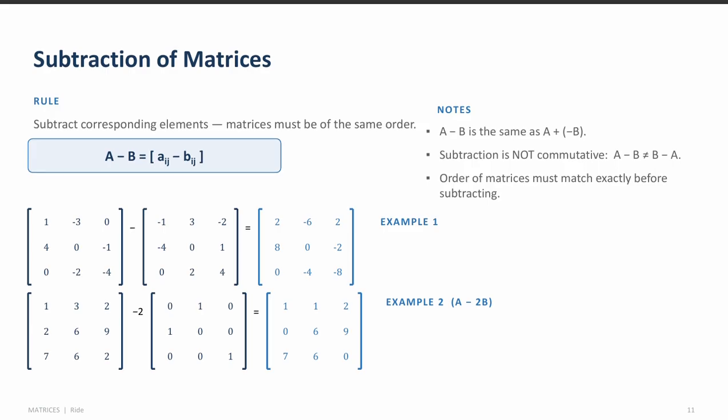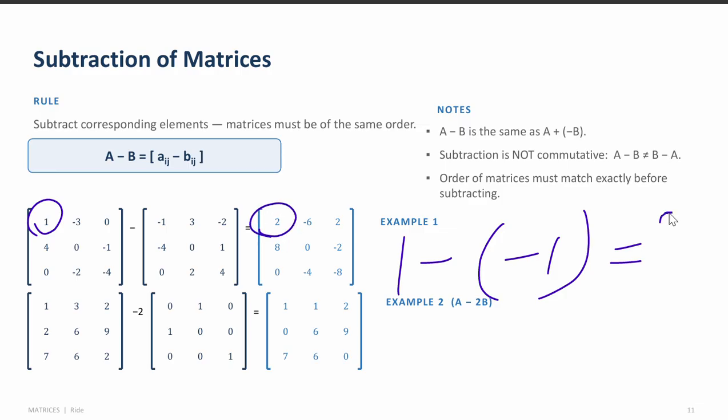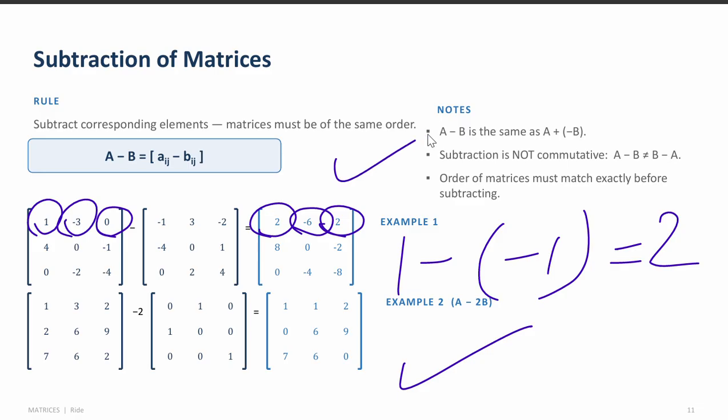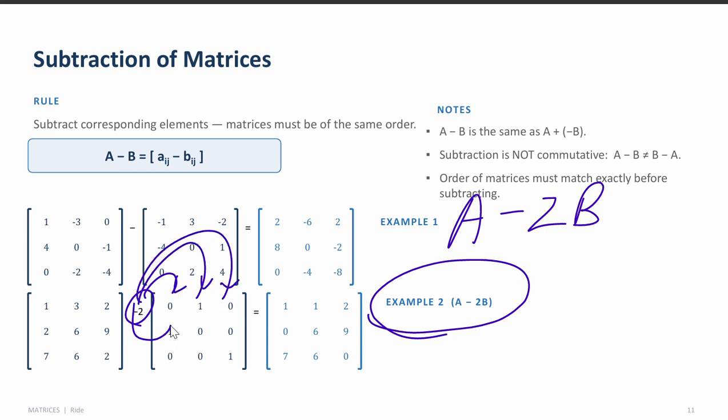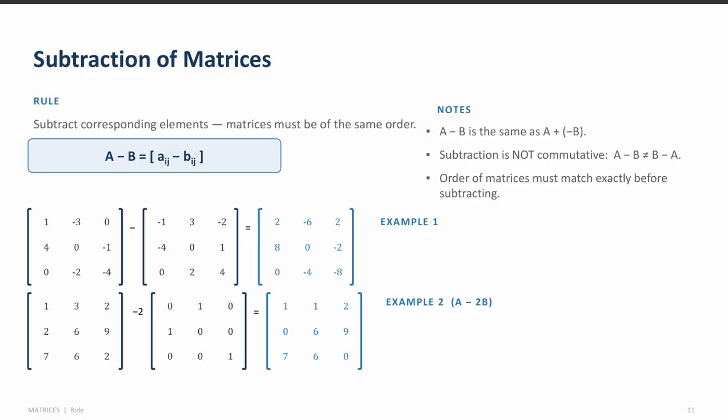Now let us see the subtraction of matrices. So again, matrices must be of the same order, right? So 1 minus -1, 1 minus -1. What do we get? 2. Then 3 minus 3 gives us 0, and -6 here. 0 minus -2 gives us 2. Right? So these are certain examples. In this question, it has been given that we need to find A minus 2B. 2B basically refers to multiplying this 2 with the entire matrix. Fine. So let us solve this.